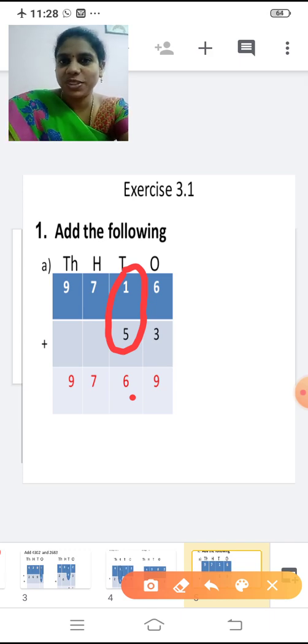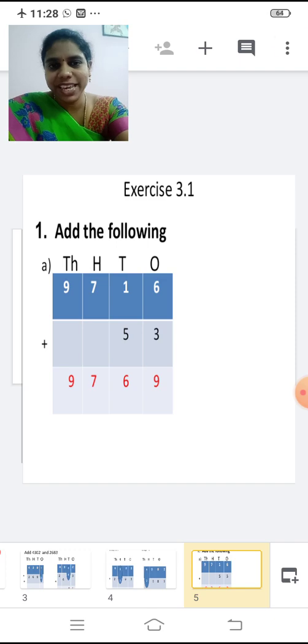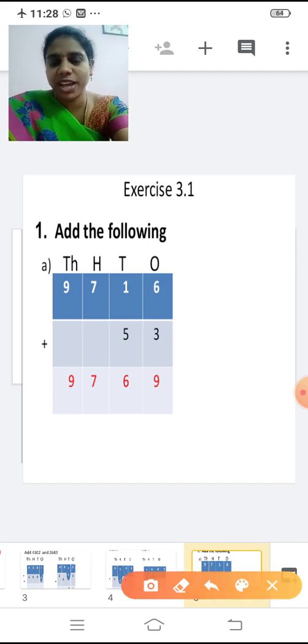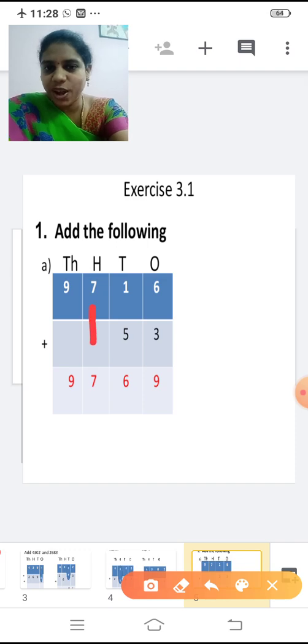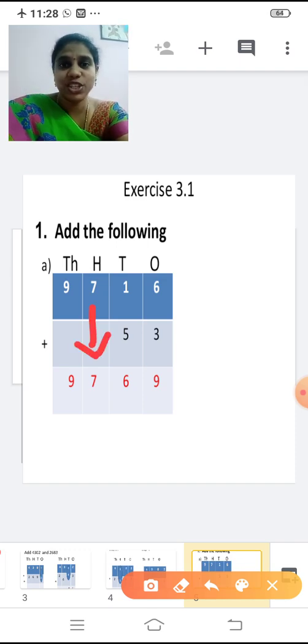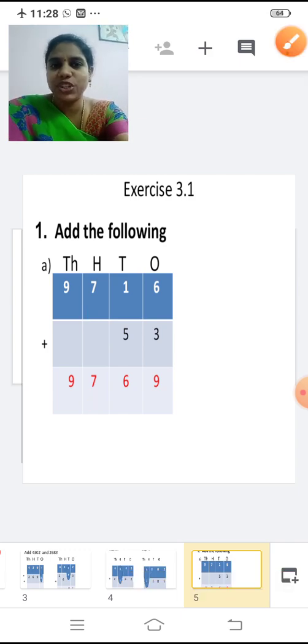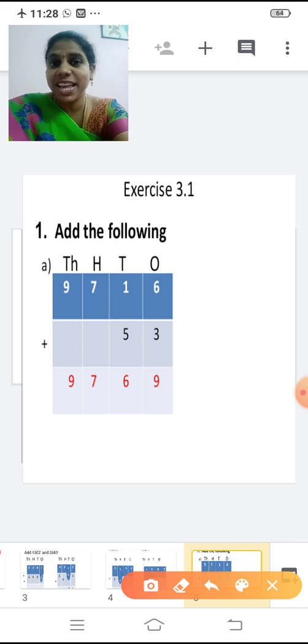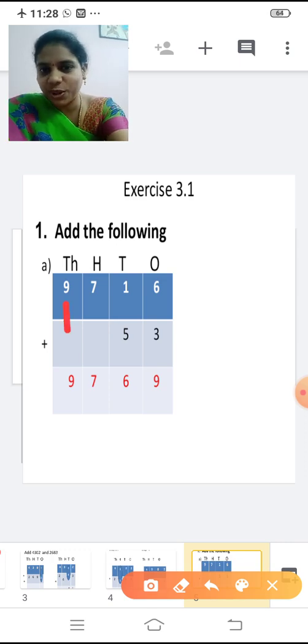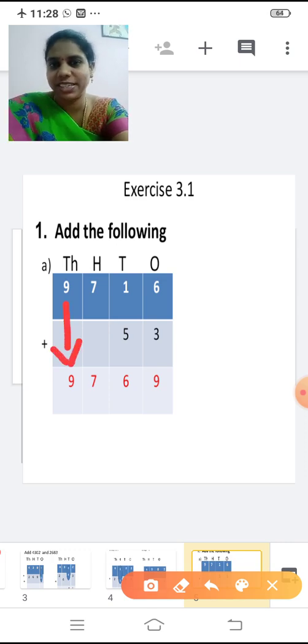Now we have to move on to the hundreds place. Hundreds place, is there any number to add? No. So write down that number directly. If there is no number, 7 plus 0 is 7, right? So write down that number directly, 7. Then move on to the thousands place. There is no number to add. So write that number also directly. Take that below, 9. So the answer is 9, 7, 6, 9.